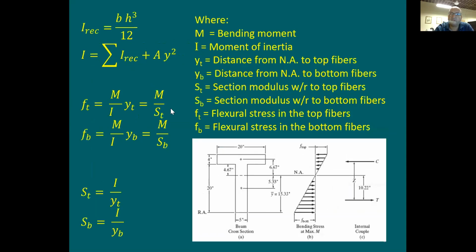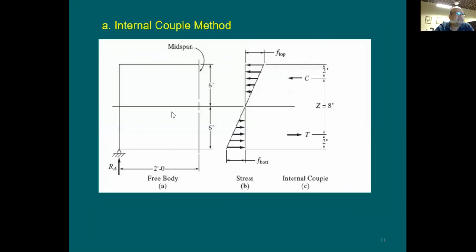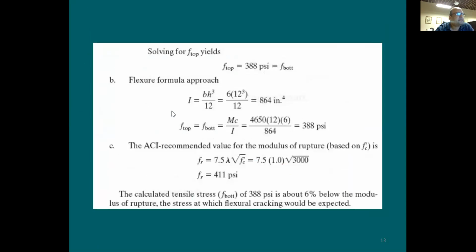We call this the Flexure Formula. This is the way it's called here in this book. So moment of inertia, b h cubed divided by 12. Width is going to be 6 inches, total depth 12 inches, divided by 12, is going to be 864 inches to the fourth. All units here I'm going to be using are inches and pounds.